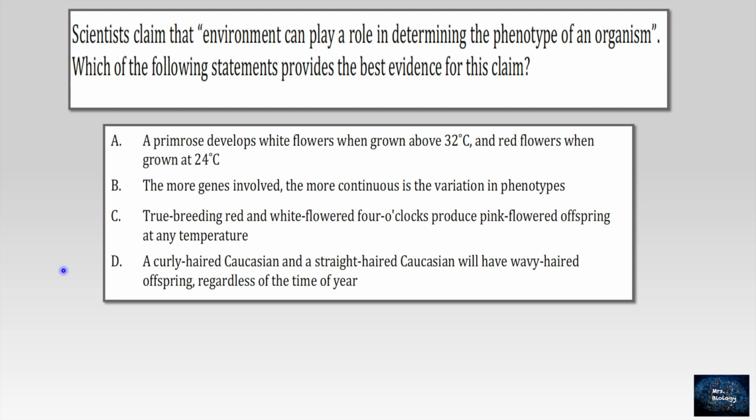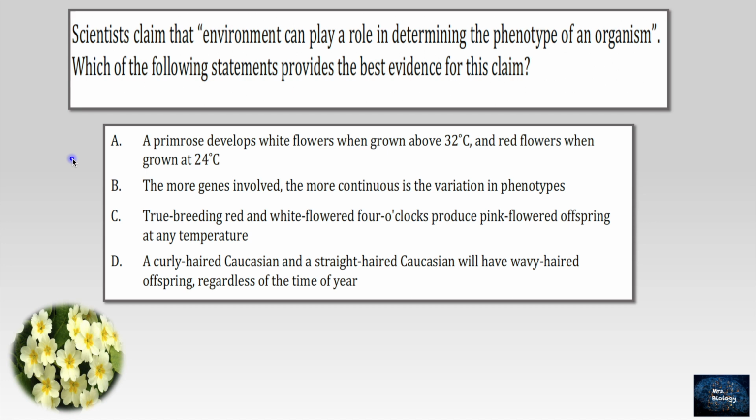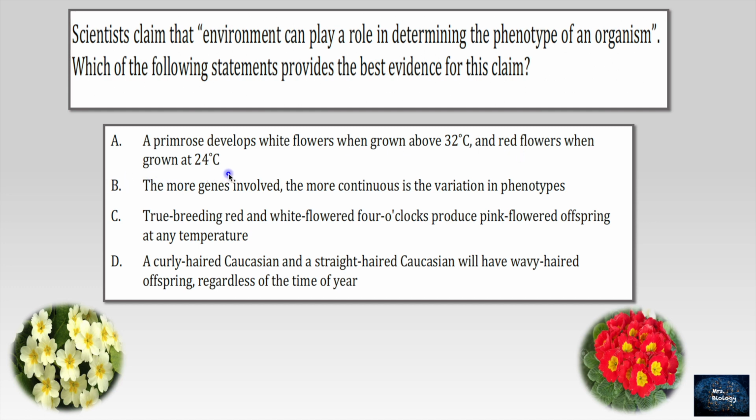What about this question? Scientists claim that the environment can play a role in determining the phenotype of an organism, and that's right. Not all traits are inherited from the parents. Which of the following statements provides the best evidence for this claim? Choice A. A primrose develops white flowers when grown above 32 Celsius degrees and red flowers when grown at 24 Celsius degrees. Actually, the temperature is an environmental factor. But let's continue and see the other choices.